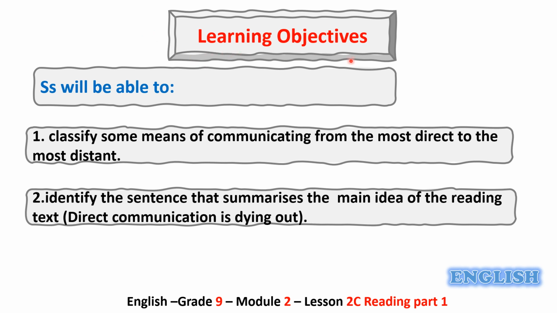Regarding learning objectives, students will be able to: 1. Classify some means of communicating from the most direct to the most distant. 2. Identify the sentence that summarizes the main idea of the reading text: direct communication is dying out.